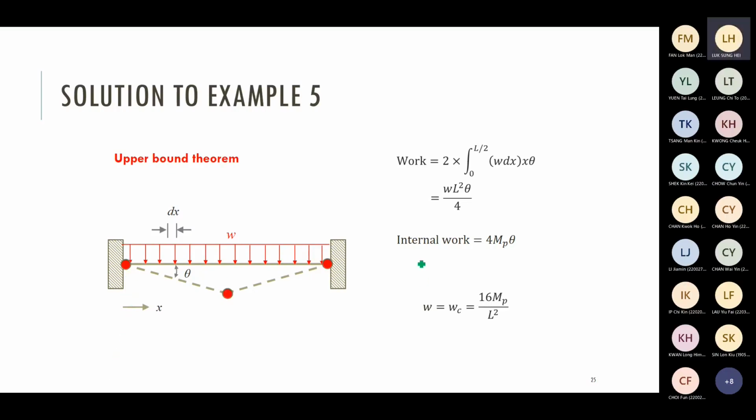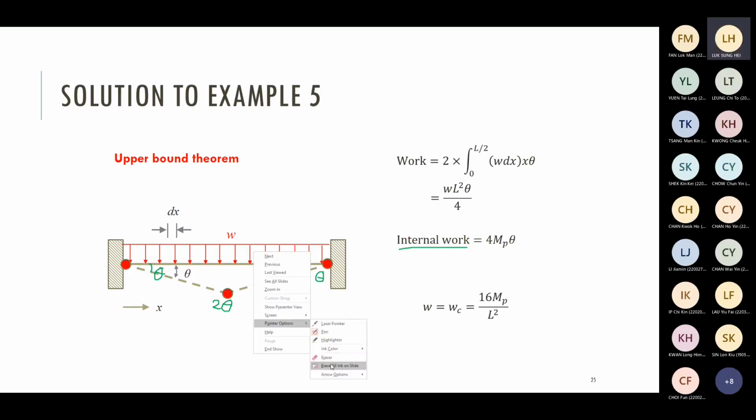To calculate the internal work, I think internal work is pretty easy because internal work has nothing to do with the UDL. Internal work, you just count the rotation. Theta here, 2 theta at the middle hinge, theta on the right. In total, 4 theta rotation. 4 theta times MP gives you the internal work. Internal work calculation is quite straightforward. It just depends on the location of the hinge, depends on the rotation, nothing to do with the loading.